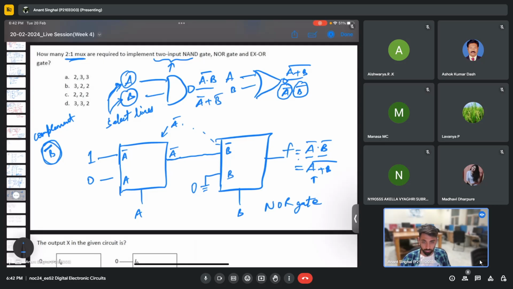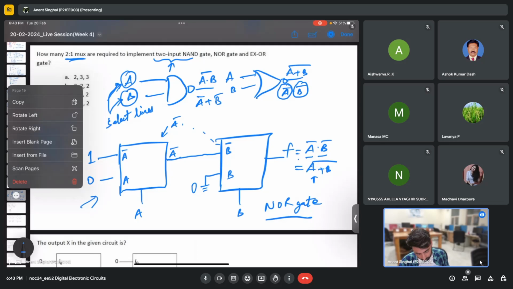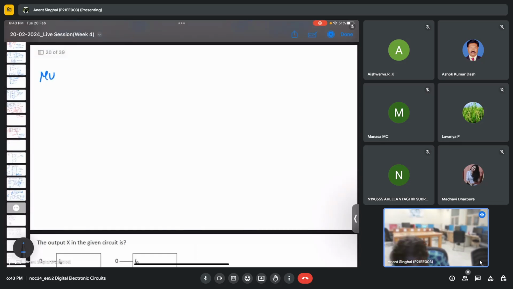So basically what we have done is we have made a NOR gate using a mux. So we can easily say that mux is a universal gate, right? You can say mux is a universal circuit. You can make any expression out of it.